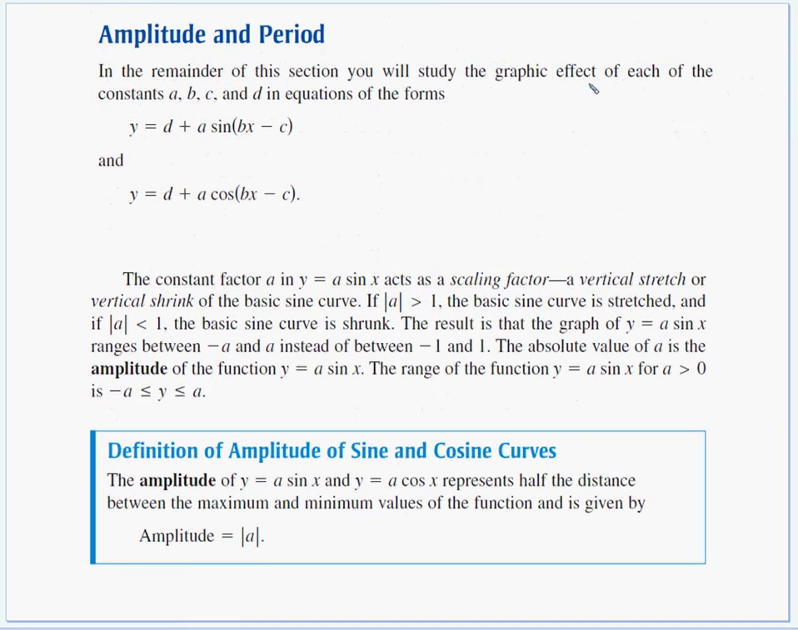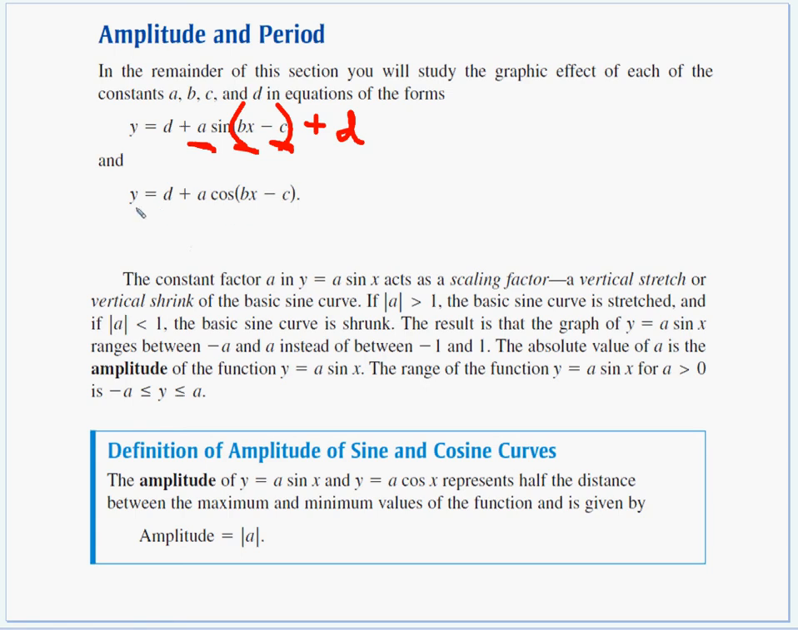In the remainder of this section, you're going to study the graphic effect of each of the constants a, b, c, d in these equations. So here they've got a sine of b times x plus or minus c, and they put this d value at the beginning. It could be at the end. You could have a plus d as long as it's outside those parentheses. So the a is the amplitude. We're going to mess around with that in this section, and also the b value in front of the x.